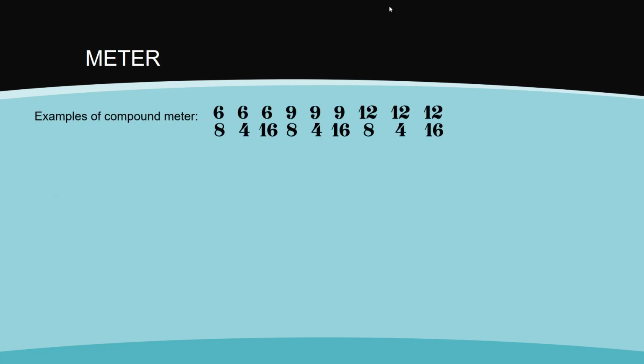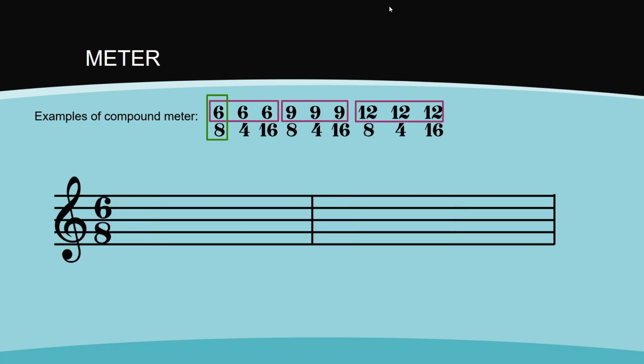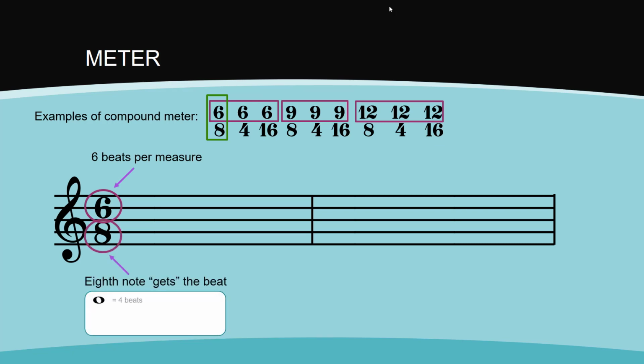Compound meters always have 6, 9, or 12 as the top number of the number stack. An example of a compound meter is 6/8. Using the method we learned earlier would then tell us that there are 6 beats in a measure and that the eighth note gets the beat. This isn't quite right though.